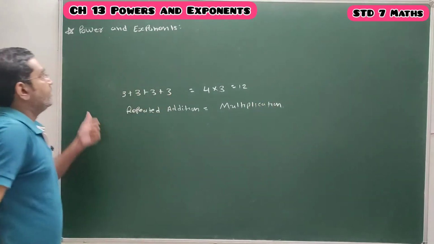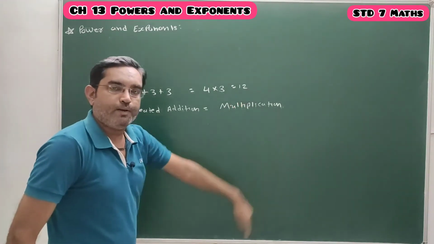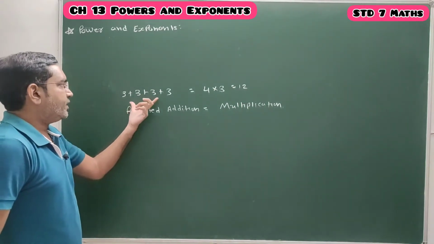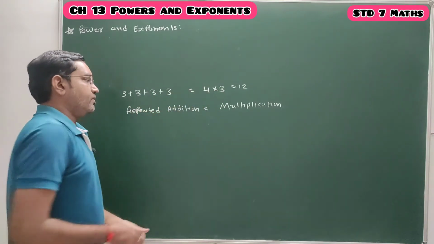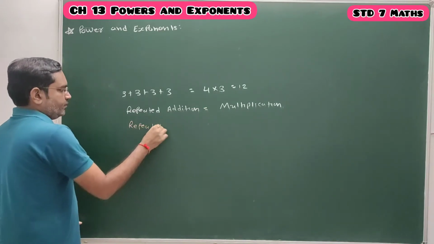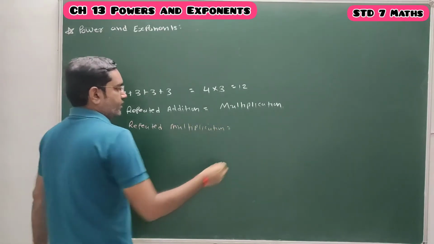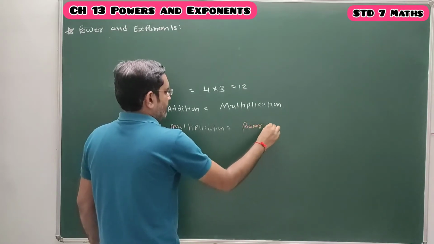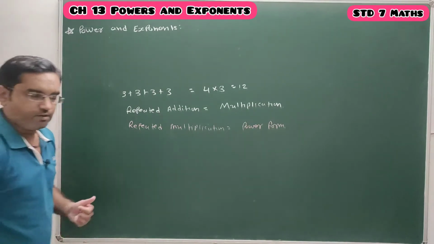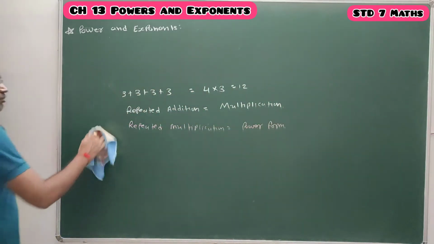So now in this power and exponent chapter, we are going to discuss how repeated multiplication is converted into power form. We already studied how repeated addition is converted into multiplication. Now we'll discuss repeated multiplication. Repeated multiplication is converted into power form, also known as exponential form. In short, we are given some repeated multiplication and we have to convert it into power form.